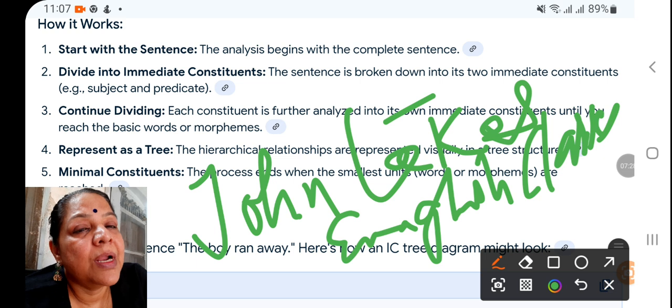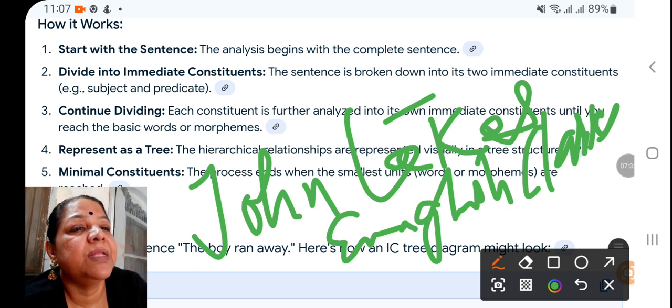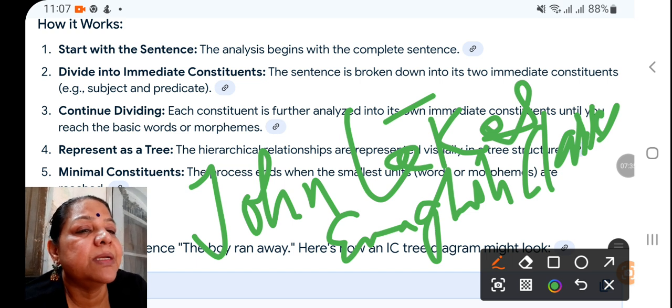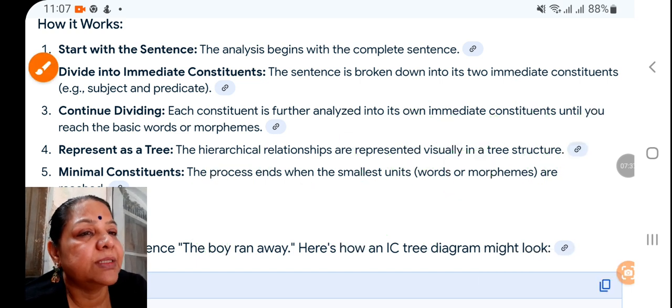First of all, it starts with the sentence. The analysis begins with the complete sentence. This is a complete sentence: John takes English classes. Okay.